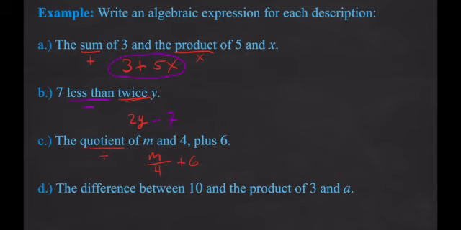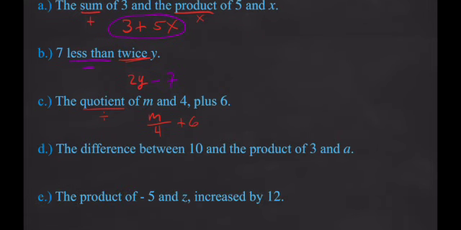So be very careful with the wording. The quotient of m and 4, so that's grouped together. They have the comma there to say pause. Take a moment. Look at what this is. And then they say plus 6 onto whatever that was. So that's why it is m divided by 4, plus 6.